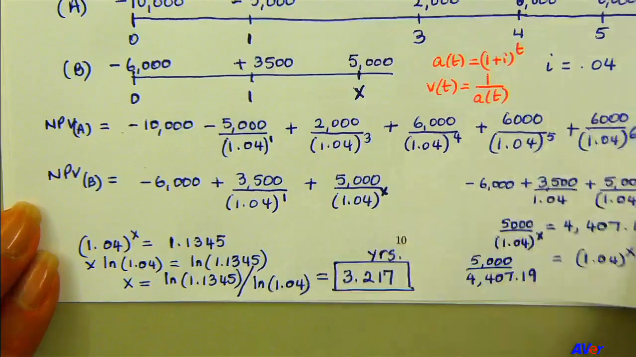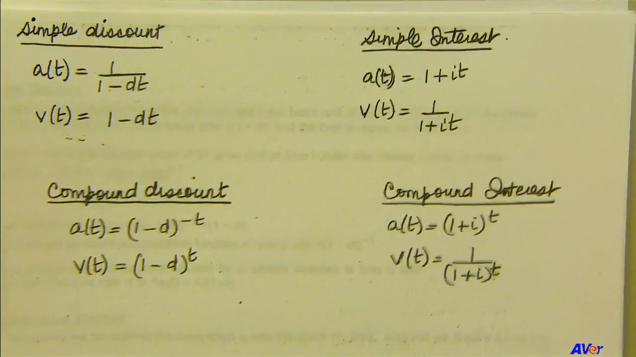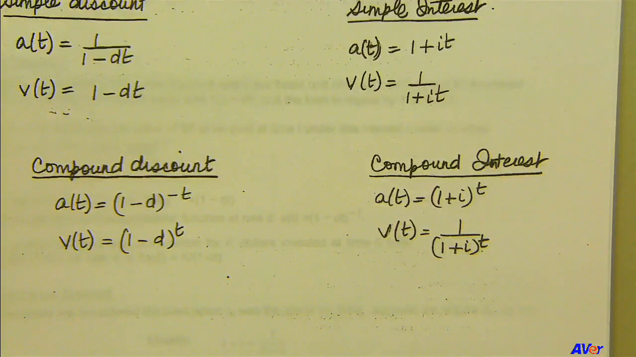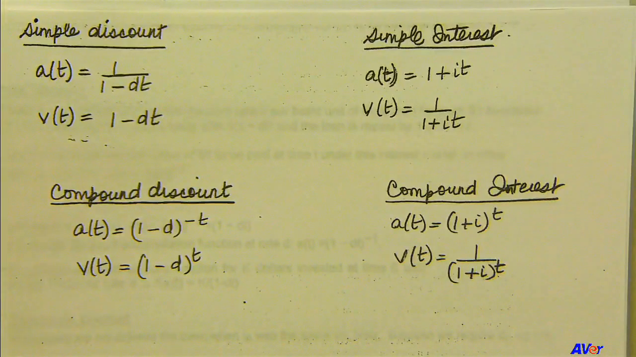Next page. So next page, I'll just post this to your scan. It gives you the A of t and the v of t for simple discount and compound discount, as well as simple interest and compound interest. It's really important that you commit these to memory and also put these on your cheat sheet for your first exam, because if you can just look at the accumulation function and the v of t and get that right, you get the whole problem right. Right? So let me go through these. I have a couple minutes.